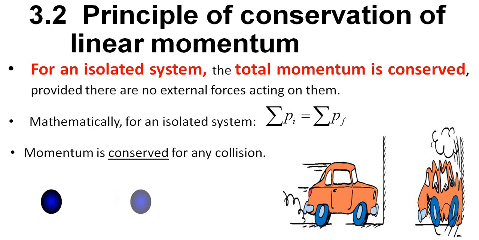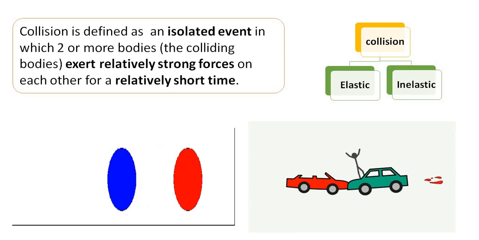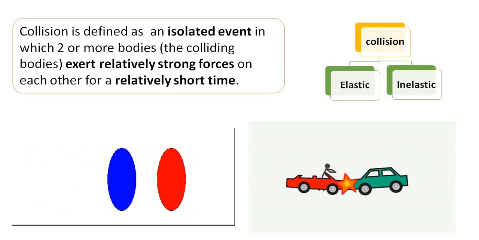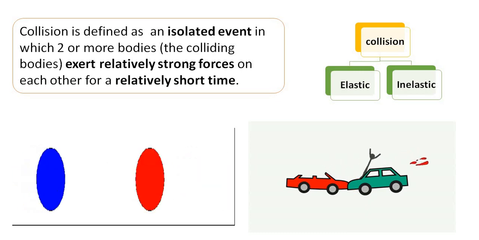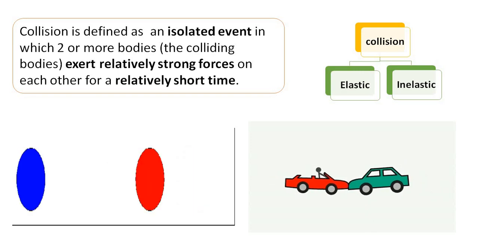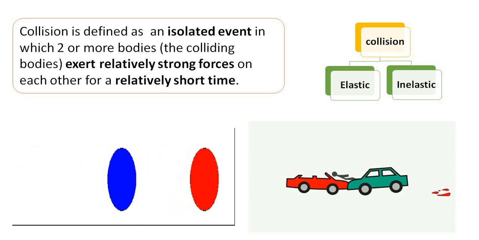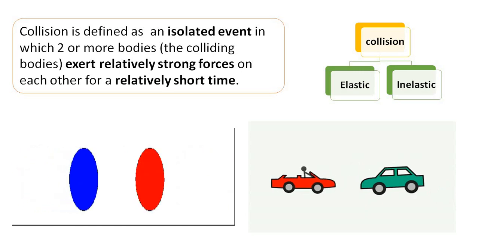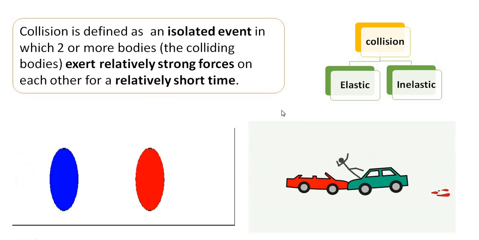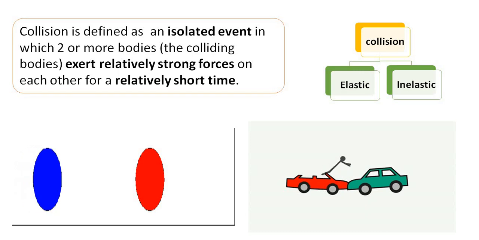So, what is a collision? Whenever an object in motion comes into contact with another object, we call this event a collision. There are two types of collision: elastic collision and inelastic collision. Collisions can occur in one dimension or in two dimensions. For all these collisions, they obey this principle.